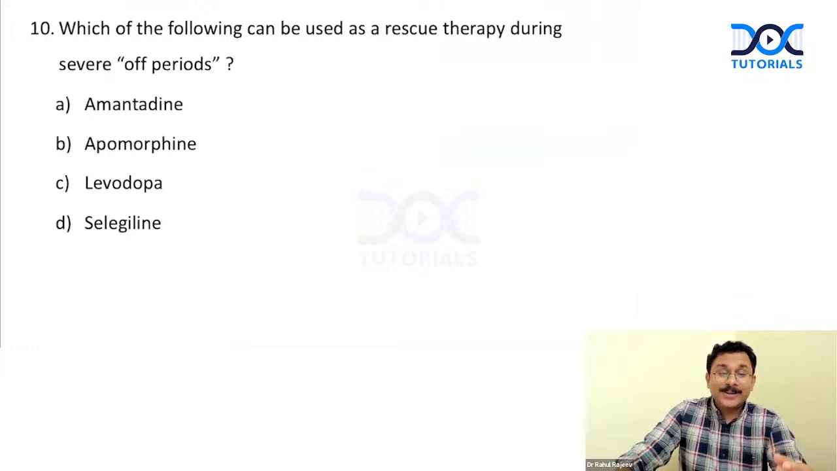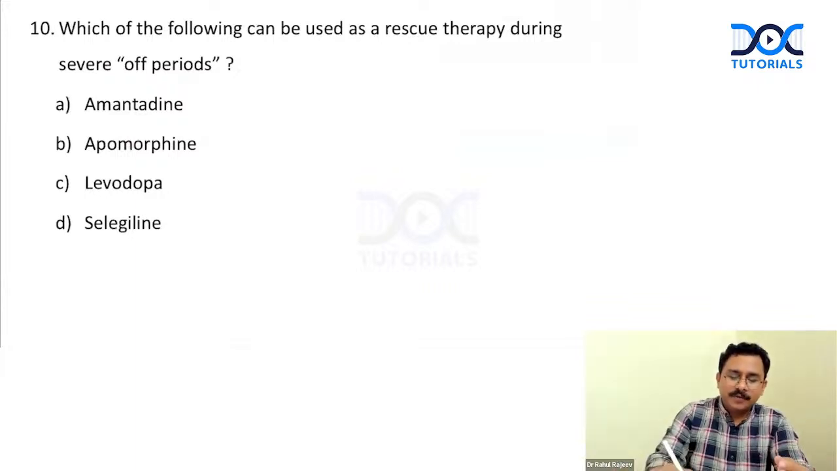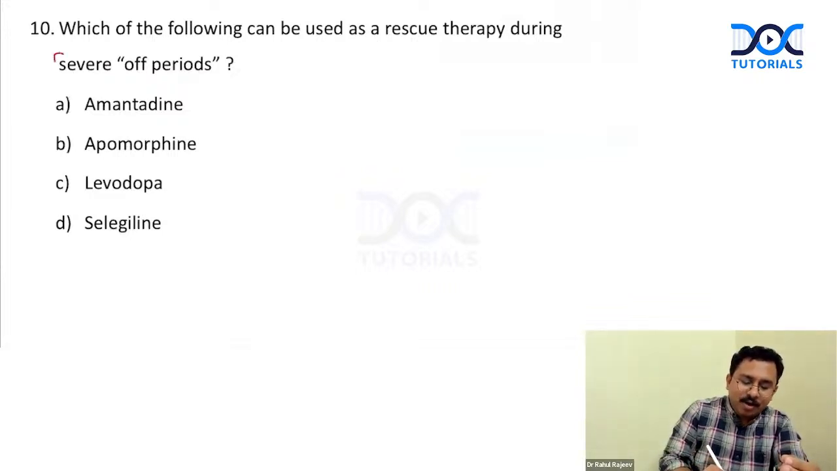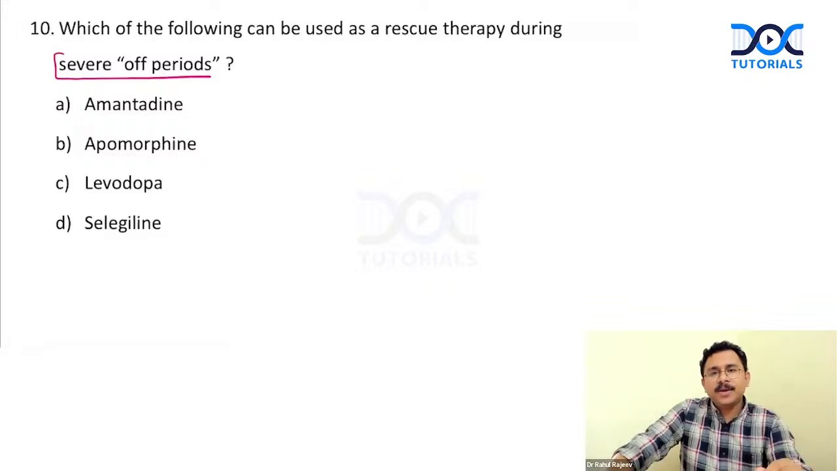Coming to the last question of the Monday midday exam, which of the following can be used as rescue therapy during severe off periods? Is it amantadine? Is it apomorphine? Is it levodopa, or is it salicylic? Now, the question is about severe off periods and not just any off period. Once the patient develops Parkinson's disease and you give levodopa in combination with carbidopa, once the dopamine is replenished, the patient has an improvement. Now, when there are adequate dopamine levels in your brain, that is when you say that the patient is in an on state.